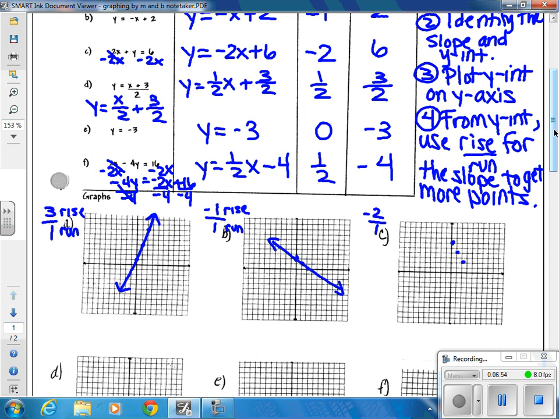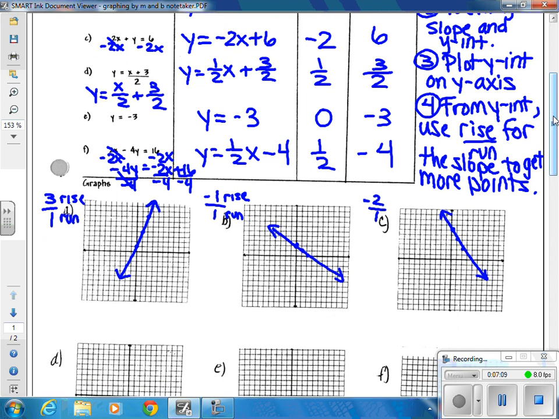You should always check behind yourself, because if your slope is negative, your line should have a negative slope to it. It should be going downhill. If your slope is negative and you're graphing something and it goes uphill, you know you did something wrong. Okay, so double check behind yourself and make sure that those points aren't going to be lost because of that carelessness.